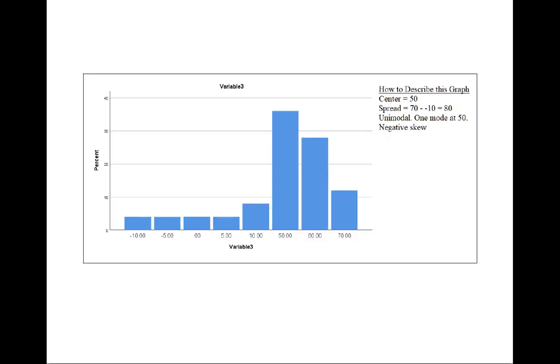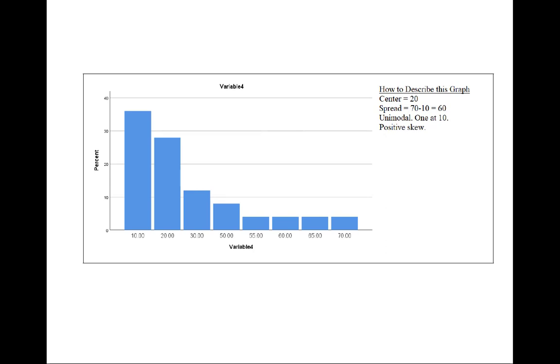In this graph, the center is 50, the spread is 70, the largest value, minus negative 10, the smallest value, which equals 80. The graph is unimodal with one mode at 50. In this graph, there's a negative skew as the left side of the graph extends much further than the right side of the graph.